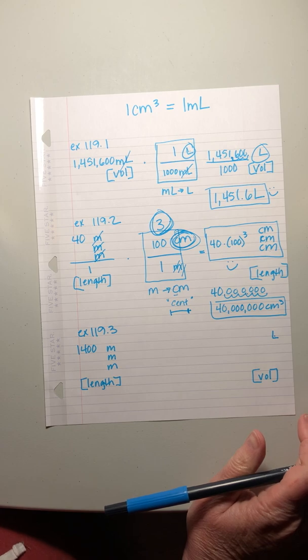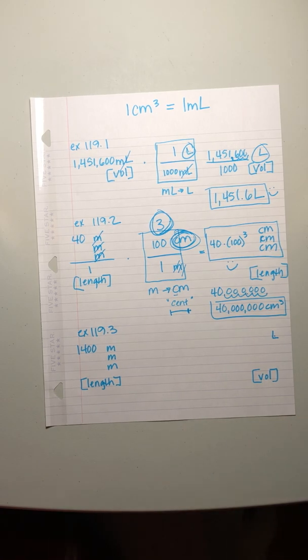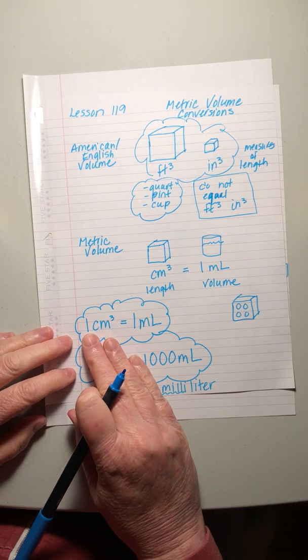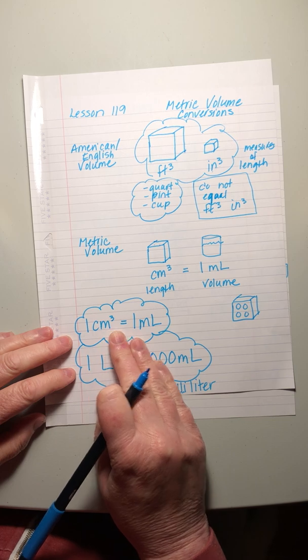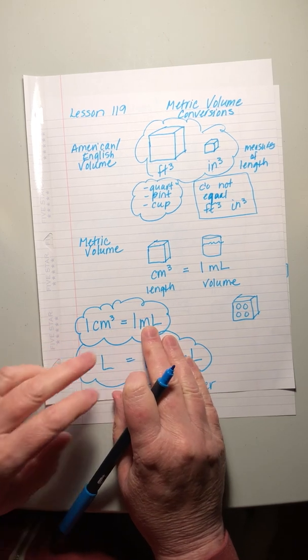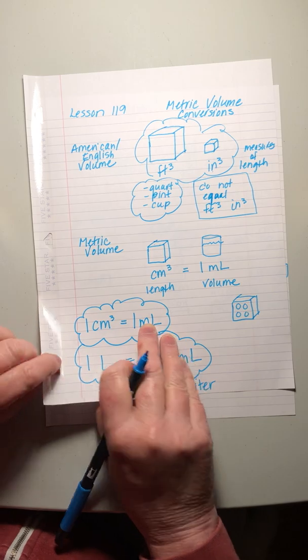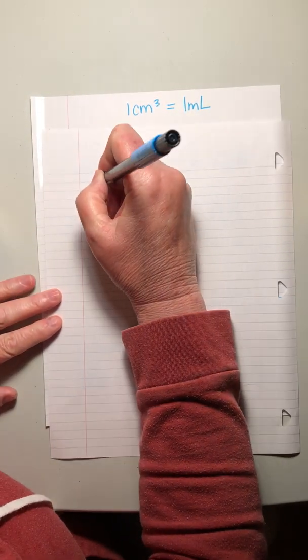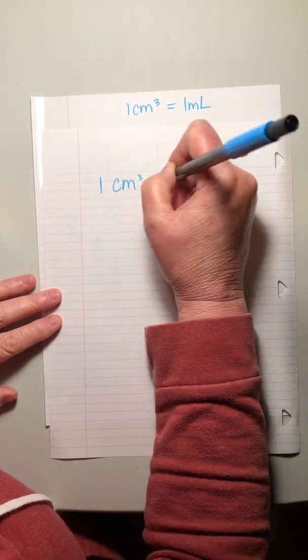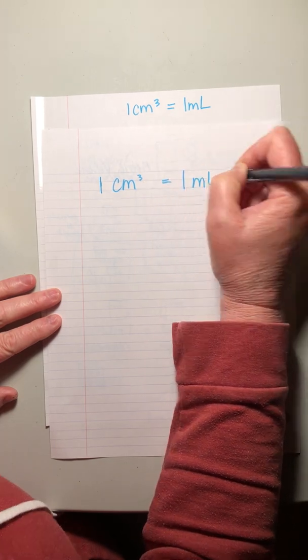All right. The other thing that we can do, I want to add it to this. 1 centimeter cubed equals 1 milliliter. What if we want to adjust this? Here, let me do it here. 1 centimeter cubed equals 1 milliliter.